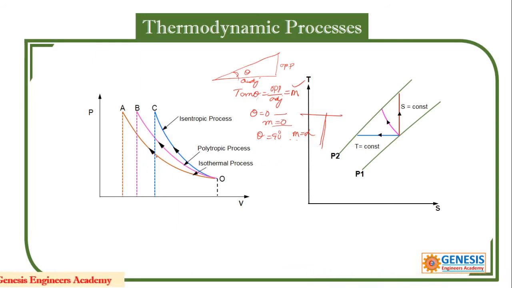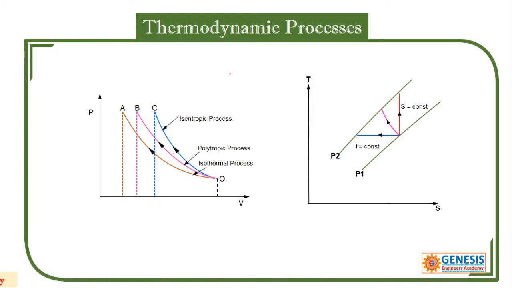If I take a tangent line at this point, this is the slope for this curve, and this is the slope for this curve. This is the slope for this curve. Which is having more slope from the graph? You can straight away tell that isentropic is having more slope than polytropic, than isothermal. How do you derive this? How do you confirm this?